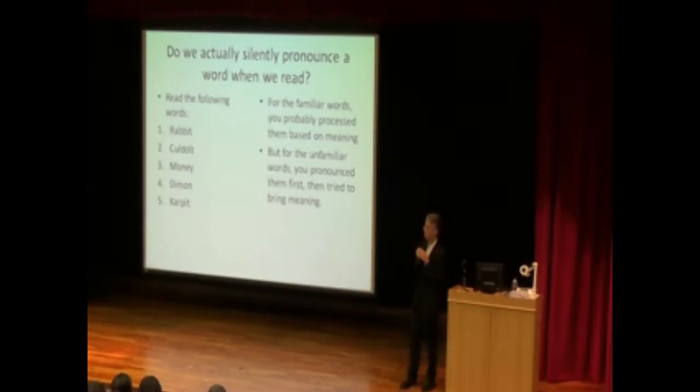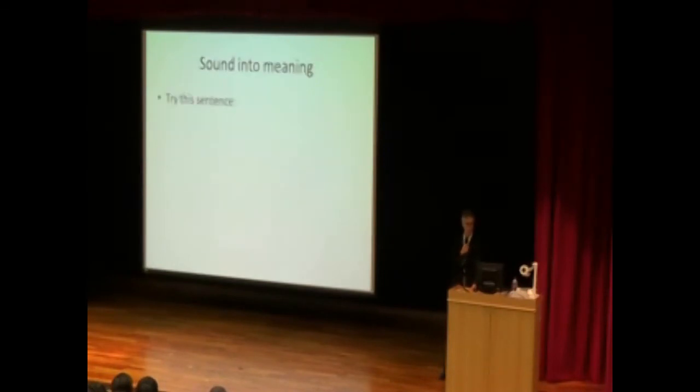For number four, you didn't recognize this as an English word, but it looks like an English word when you pronounce it. You said, daimon. And then that was the meaning part of your brain working. And so, a different process was happening. Also for number five, you pronounced it first because you didn't recognize it. Like number one and number three, you immediately recognize it. So meaning comes first, then pronunciation. But for number five, you probably pronounced it and said, oh, that's carpet. Okay? So sound into meaning.